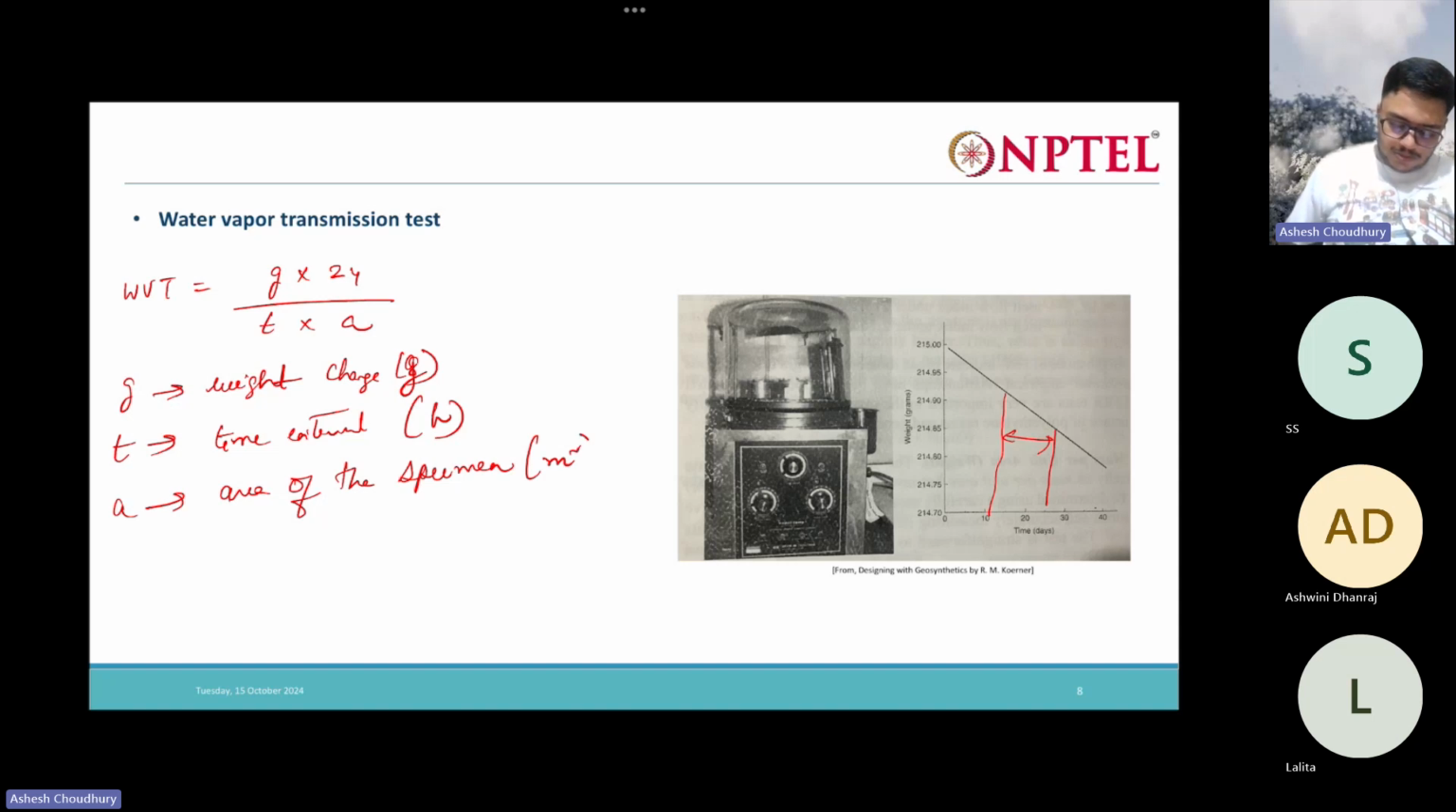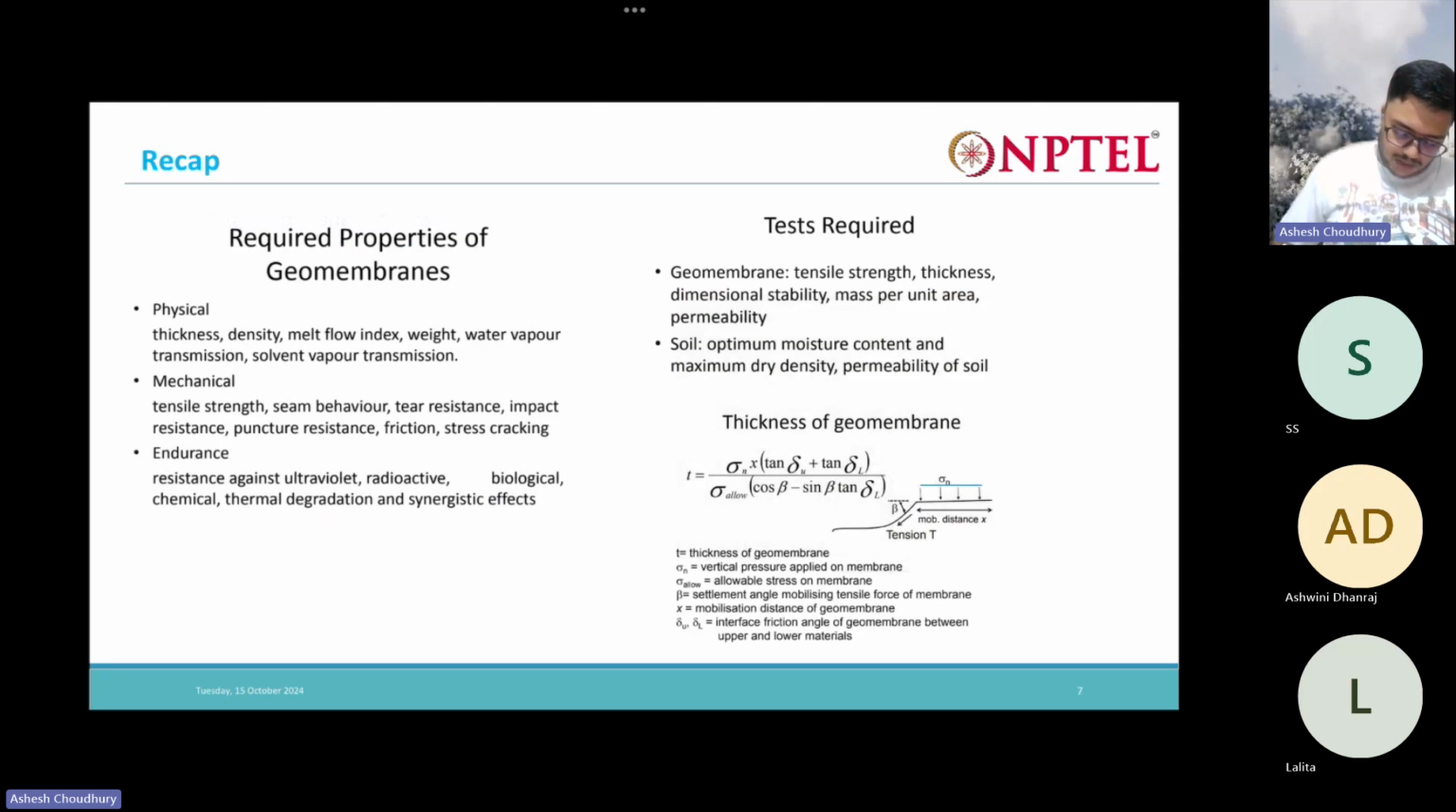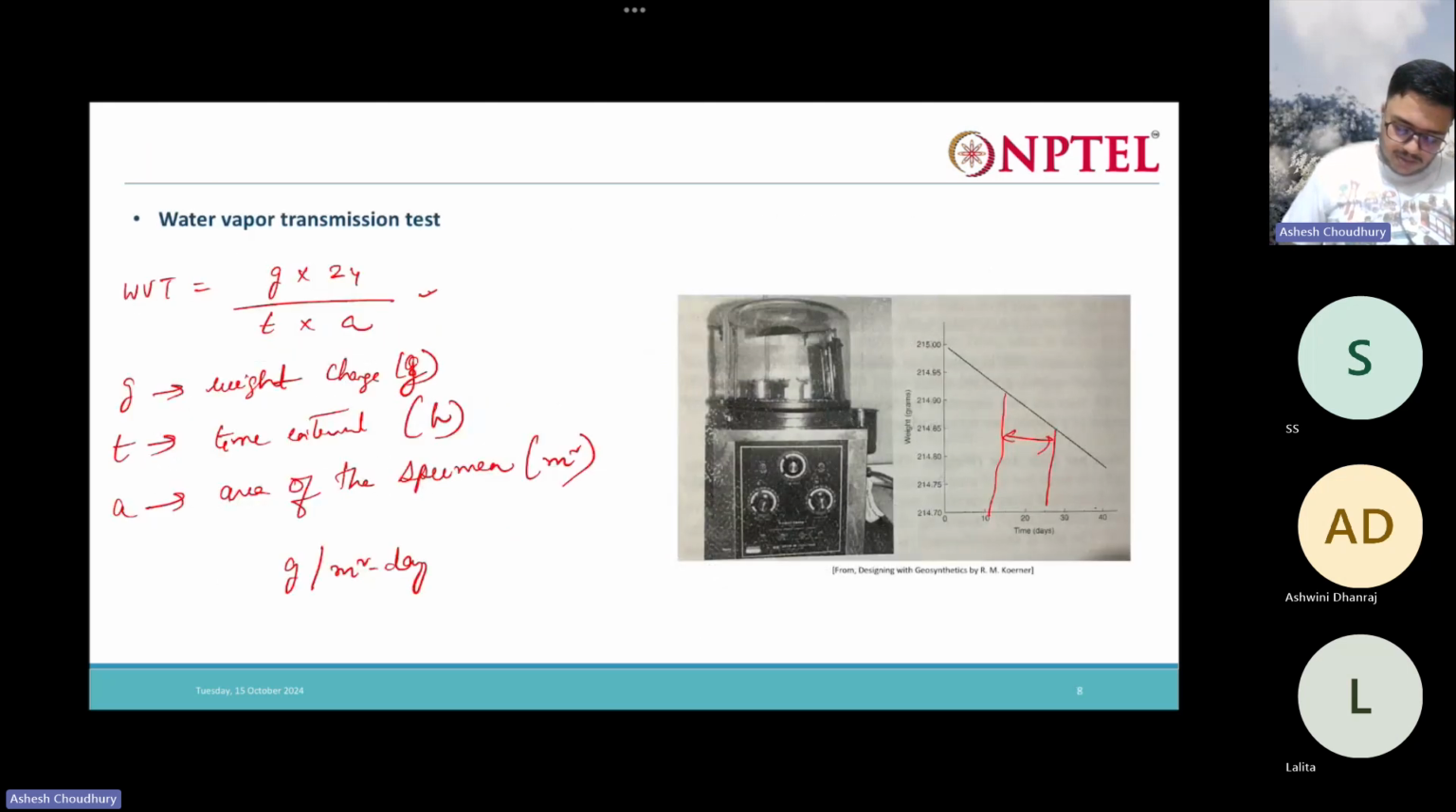This is in meter square. So the unit is what? Gram per meter square day. Whatever expression I have written here, the unit of that is this: water vapor transmission, gram per meter square day.